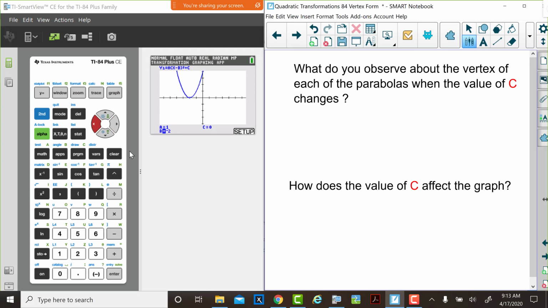So now we're going to change b back to 0 and consider what happens when the value of c is changed. Judy will be using the right or left arrow in the transformation graphing app to change the value of c. As you observe the changes, think about what you observe about the vertex of each of these parabolas as c changes. And also, how does the value of c in general affect the graph? Please pause the video, write down your responses to these two questions, and then return to the video.